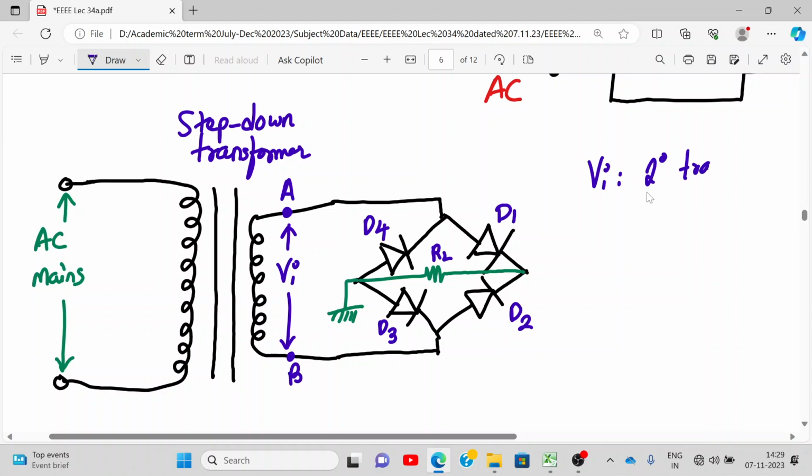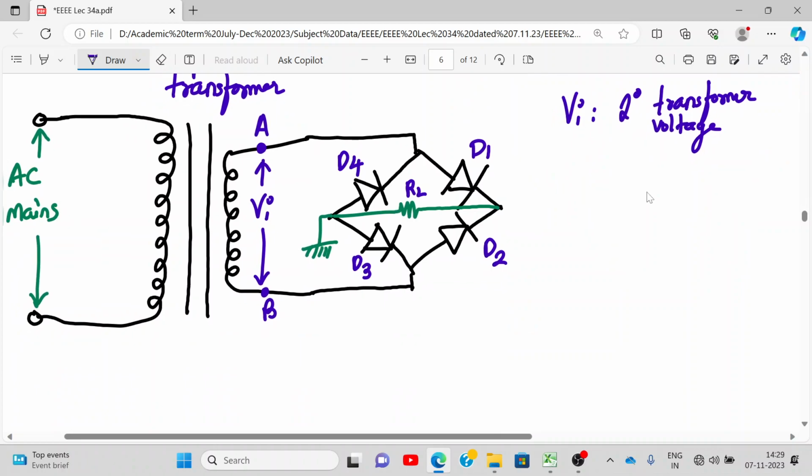So what is VI actually? Secondary transformer voltage. So if this transformer ratio is 10:1, if here it is 230, you will get 23 over here as VI. Are you understanding? And assuming that when the diode is on, it is replaced with a short circuit, the voltage across the diode is 0. And when the diode is off, it is replaced with an open circuit. Okay. Now, tell me how it will work.